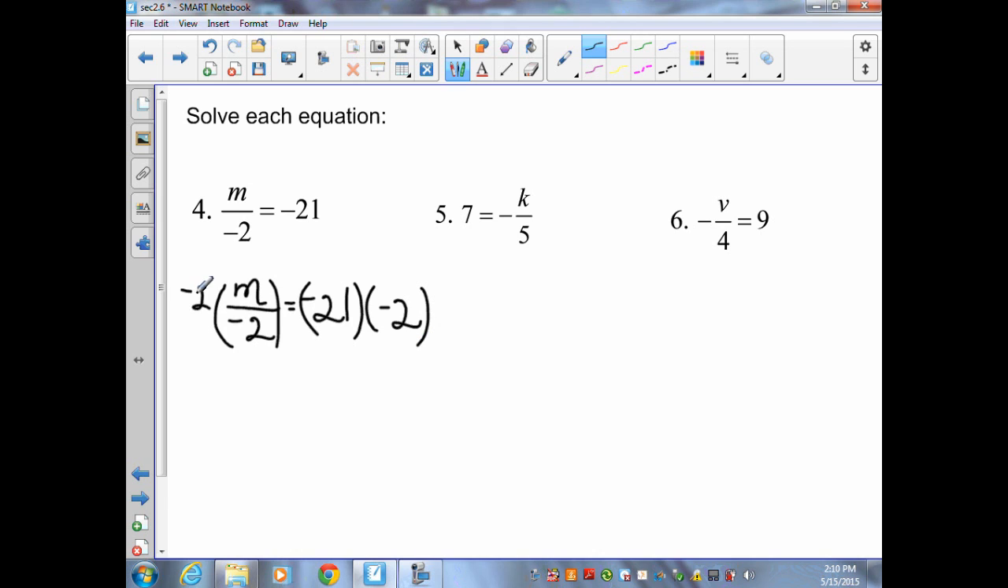So I have a negative 2 times m, which is a negative 2m, but a negative 2 divided by a negative 2, they cancel, leaving me 1m, or just m. And now I multiply. A negative times a negative is a positive 42.